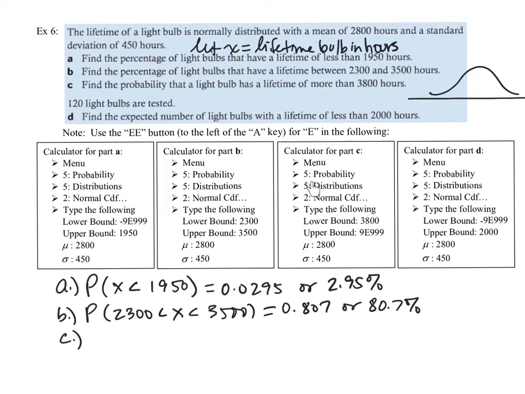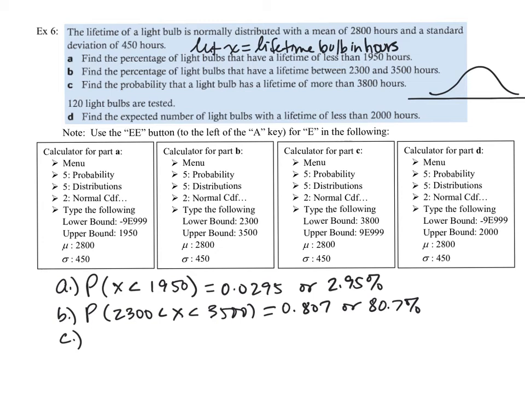So that's why you'll type in, again, choose menu, then 5 for probability, 5 for distributions, 2 for normal distribution, and then you'll type 3,800 for a lower bound, and type in 9, and then find that EE button next to the A button, and then type 999. That's a calculator way of saying an extremely large number for your upper bound. Same mean, same standard deviation.